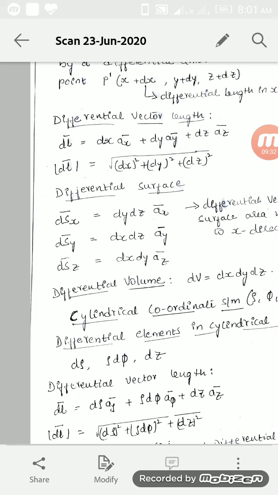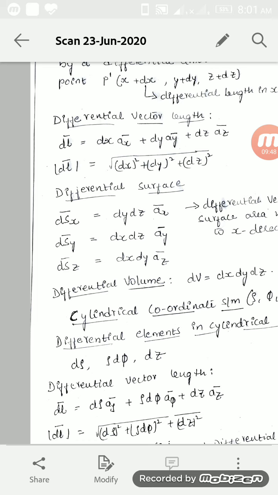If it is y, you have to write dx dz in the ay direction. You have to remember this. These are the differential surfaces. Differential volume does not have any direction, so you write it as dx dy dz. Same thing, the coordinates for the rectangular system are x, y, z.